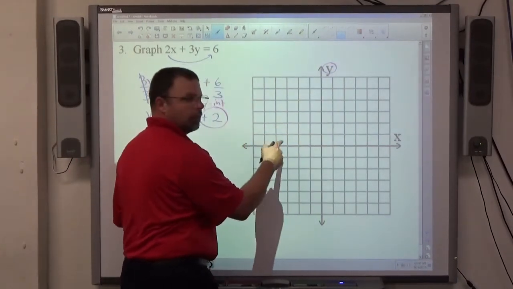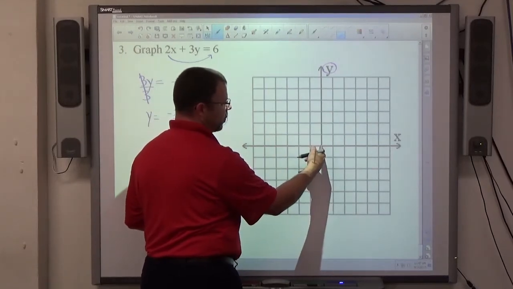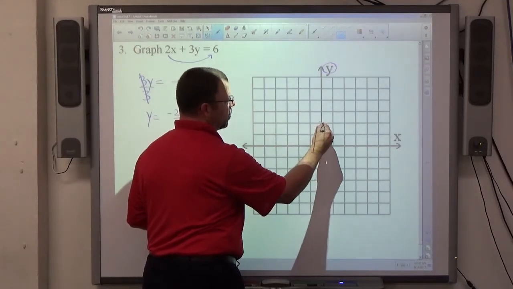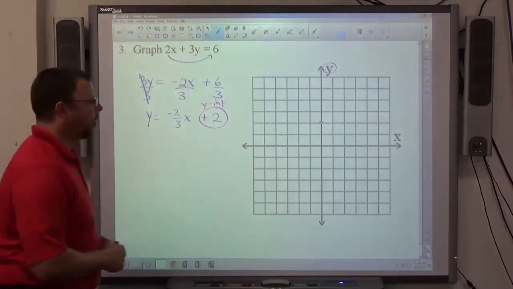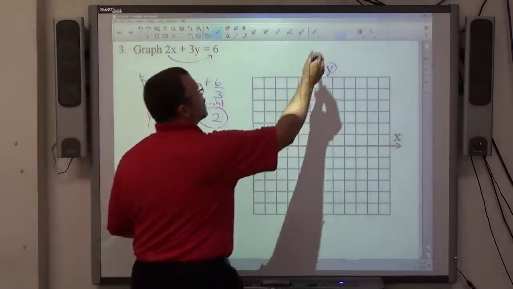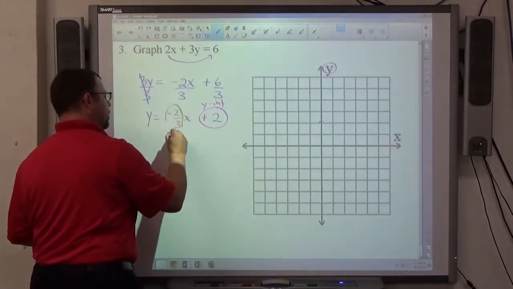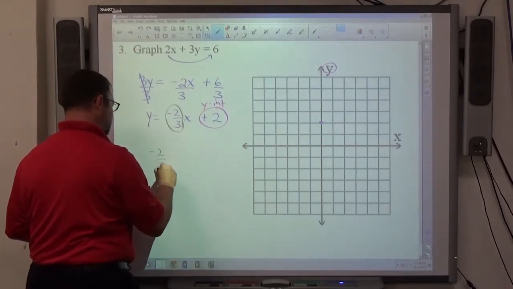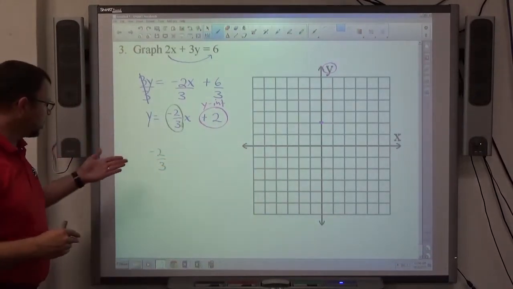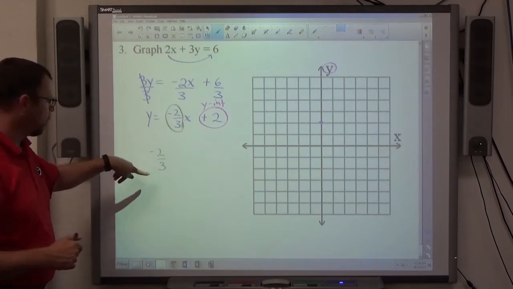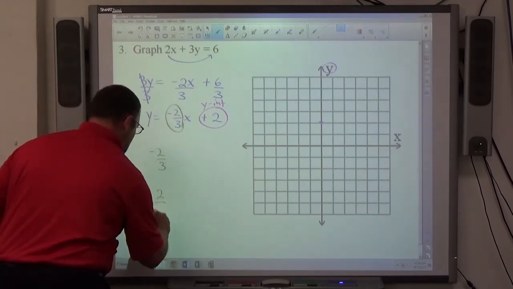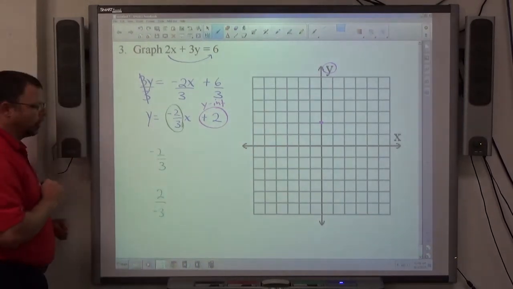So at positive 2 on the y-axis, so 0 is the origin, positive 1, positive 2, that dot belongs on the line we're trying to graph. Next thing we do is we look at the slope. The slope is the number in front of x. Slope is a negative fraction this time, so I can either have a negative number on top over a positive, or positive on top over negative. Both of those are a negative 2/3.